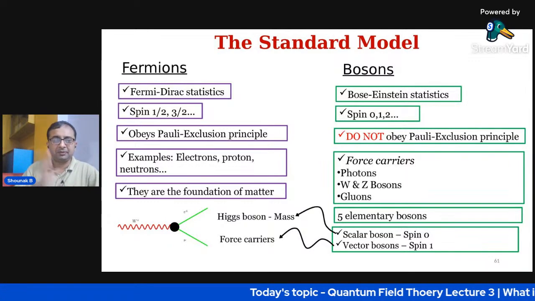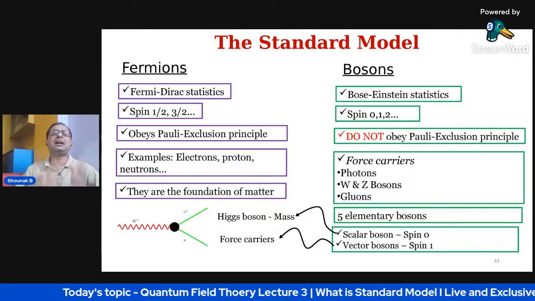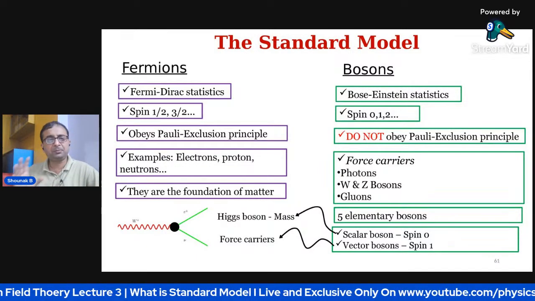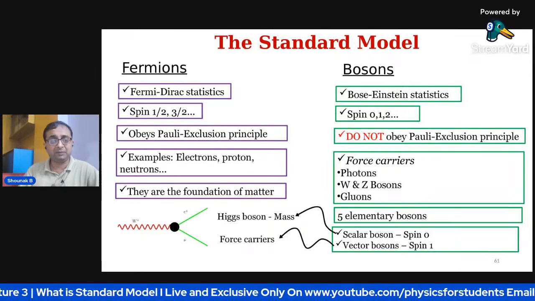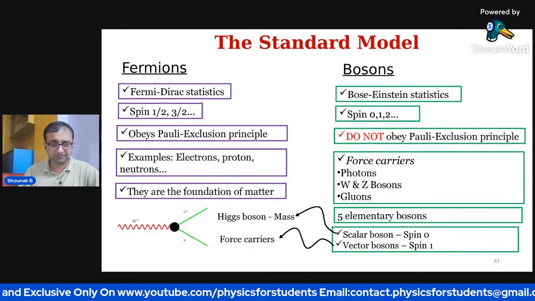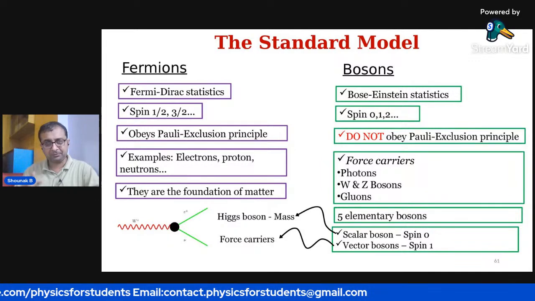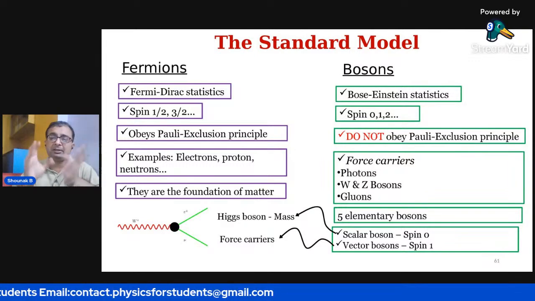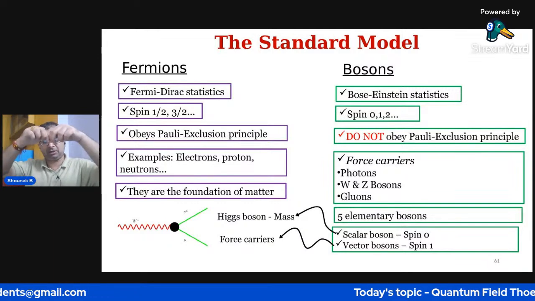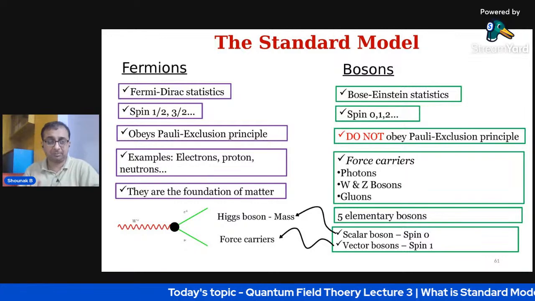So you see the fermions actually have 1, 2, 3, 4, 5 features. Let us discuss them. Fermions obey the Fermi-Dirac statistics. That means these are spin half particles, and they obey the Pauli exclusion principle. Now remember, because they obey the Pauli exclusion principle, only one fermion can occupy a particular quantum state. That means one after another, after another cannot be done.